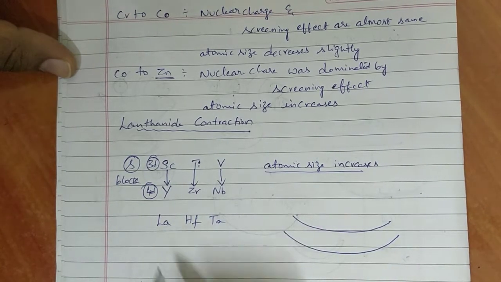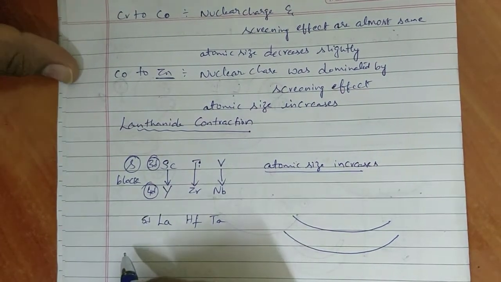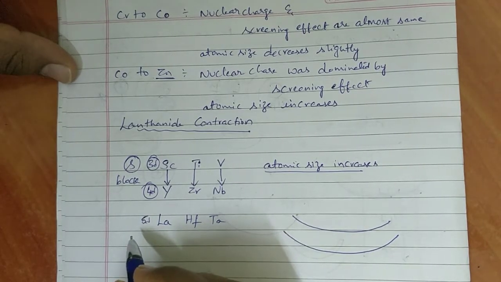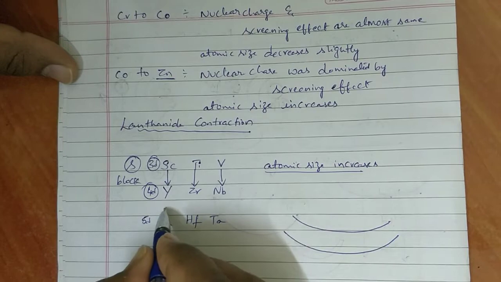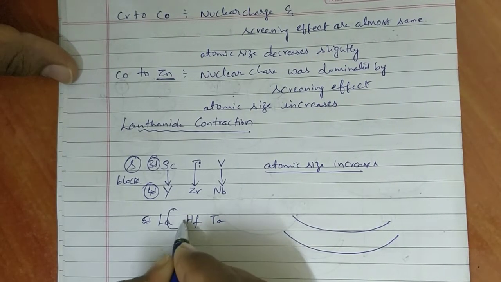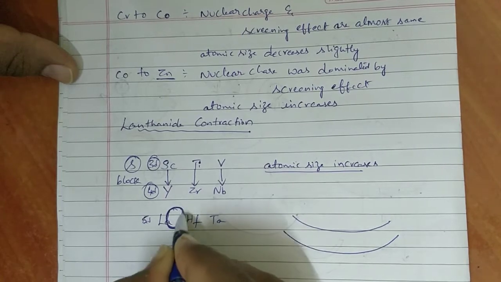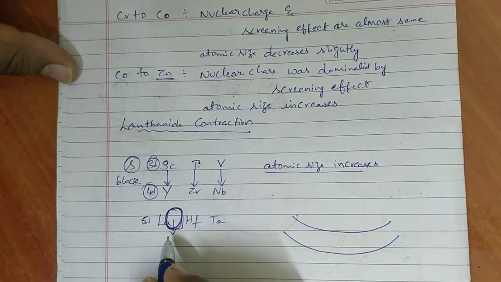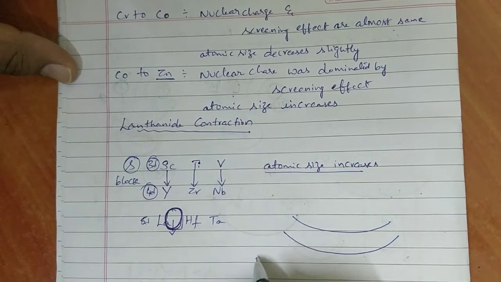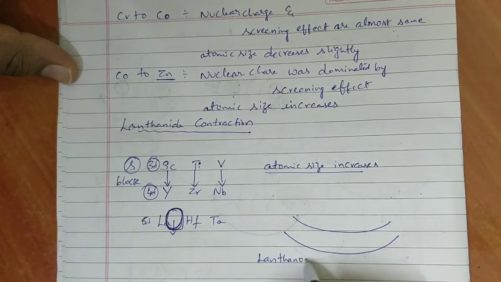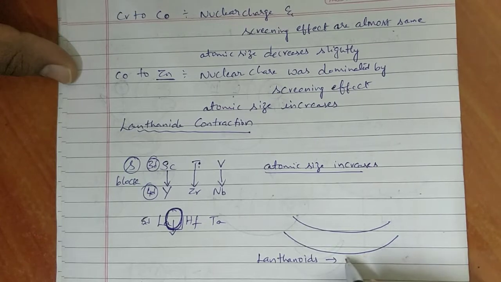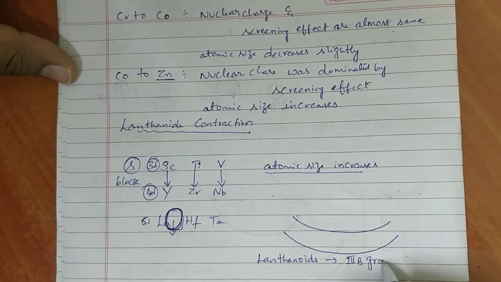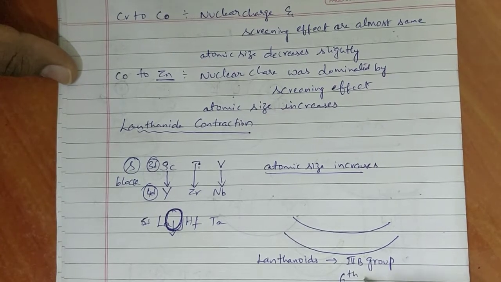But coming to 4D to 5D, that increase is not that much applied, because here one group of elements is present, that group is called lanthanides. That is only F block. For your information, I am telling that F block elements, lanthanides, belong to third B group and sixth period.